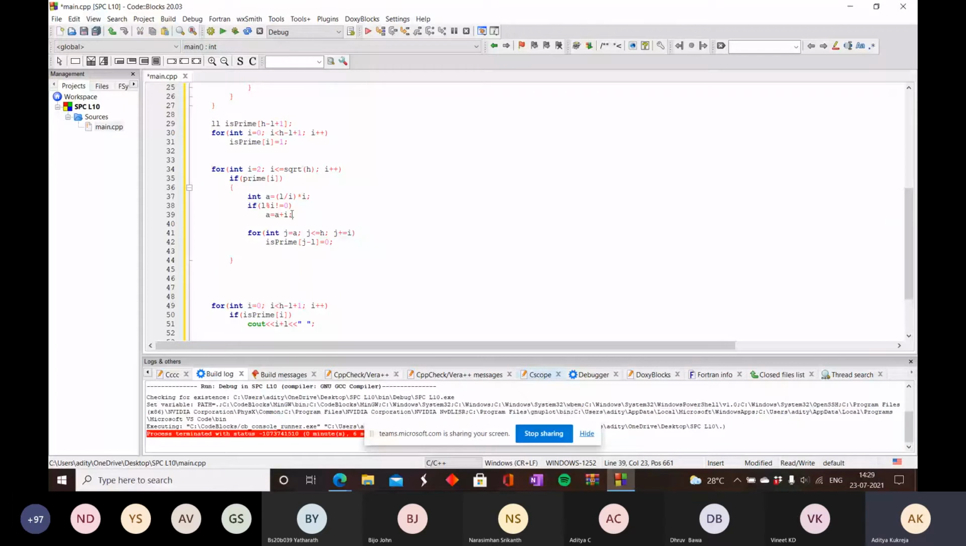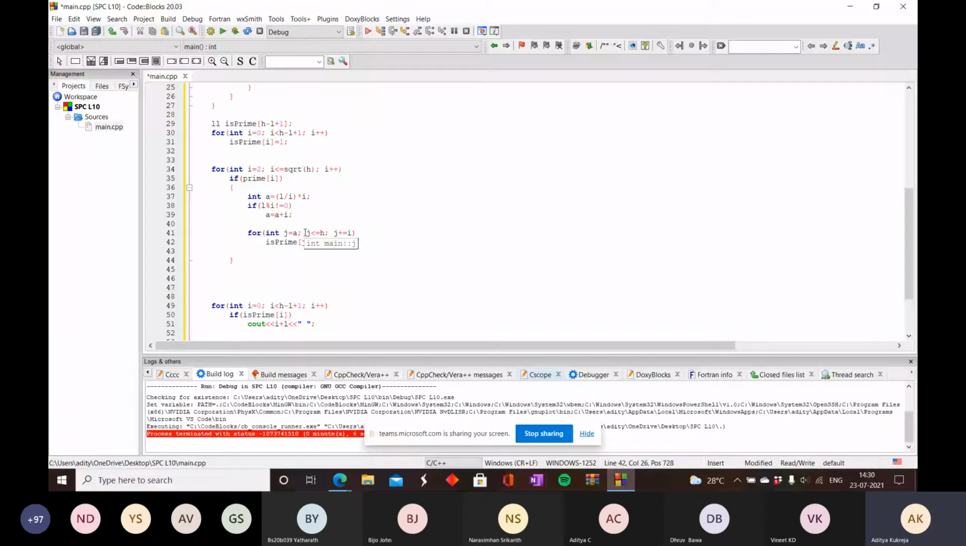And after you do that, then you just start canceling out. You go in multiples of I, and you cancel out all the composite numbers. And after you cancel them out, even here, we are writing J minus L, because J would be some number lying between L and H. And the array which you have declared, the index is starting from 0. So that's why you have to write J minus L.